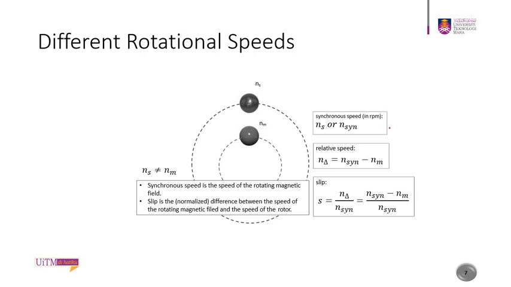You have your synchronous speed, sometimes represented by ns or n syn. The synchronous speed is the speed of the rotating magnetic field, and slip is the normalized difference between the speed of the rotating magnetic field and the speed of the rotor. You can calculate slip with the given equation here.